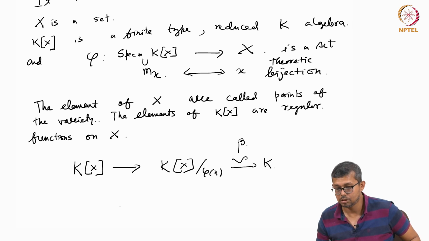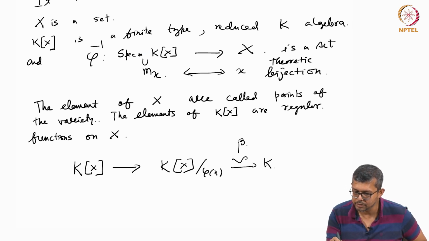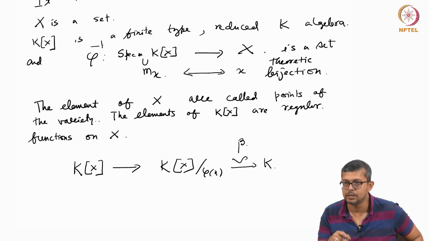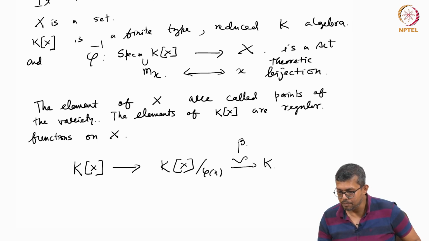Sorry. So, phi is here. If I call this phi inverse, then phi is a map from X to spec the maximal ideal. So, now I have a map.